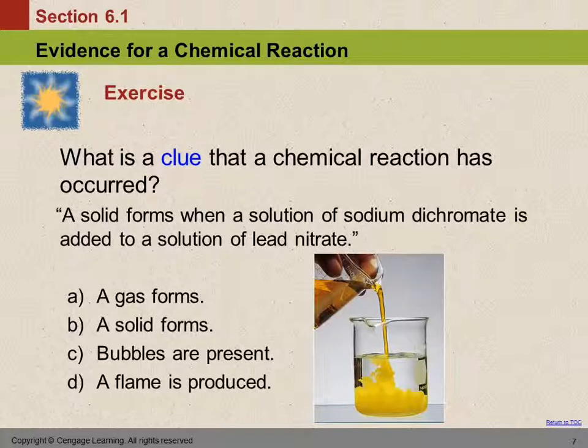Another one. A solid forms when a solution of sodium dichromate is added to a solution of lead nitrate. What's the evidence? Solid forms. So if you look carefully here, this solution is yellow, but it's clear. You can see through it. It's like, I don't know, apple juice or something. And this looks like water. It isn't. But when these two things are mixed together, it becomes cloudy and we can't see through it. And that tells us that a solid is being formed there.